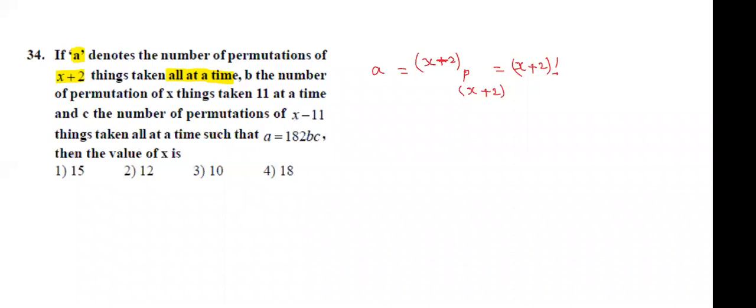Next, another condition B. B is the number of permutations of x things taken 11 at a time. So B is equal to x p 11. What is the x p 11 formula? Apply here: x factorial by x minus 11 factorial. This is the B value.